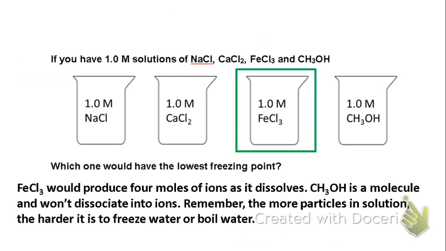You should have selected 1.0 molar iron 3 chloride because iron 3 chloride would produce 4 moles of ions as it dissolves. CH3OH is a molecule, methanol, and it won't dissolve into ions. Remember, the more particles in solution, the harder it is to freeze water or boil water.